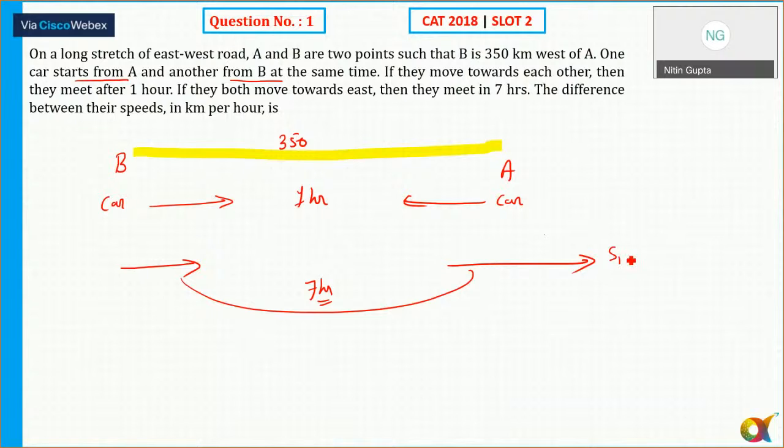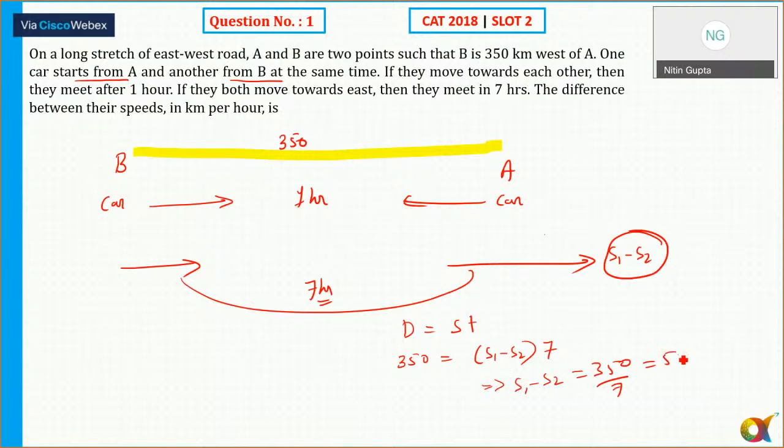If the two of them are traveling in the same direction, the relative speed of these two cars will be nothing but S1 minus S2, the difference between their speeds. We know distance is always equal to speed into time. Distance here is 350, and the speed is the relative speed, S1 minus S2, into 7. So S1 minus S2 comes out to be 50. So the correct answer for this question is 50.